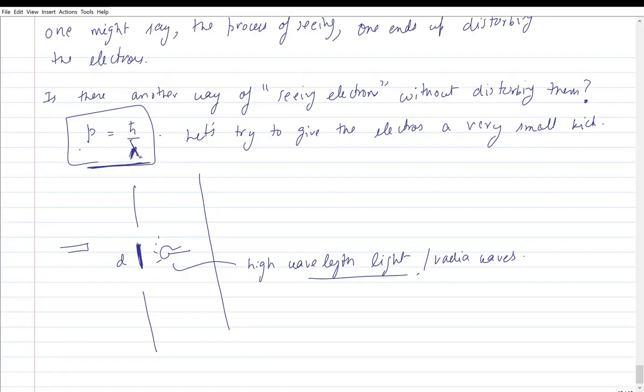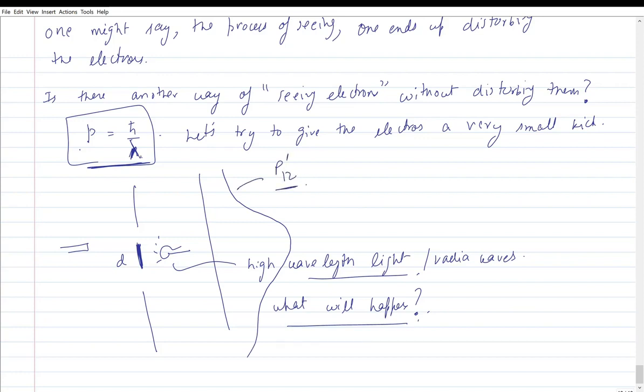So what will happen? What do you think will happen? Initially, when I have a very high wavelength, then I had a probability distribution which was P12 prime. The probabilities were adding up. And then I also came to know which slit the electron passed through.